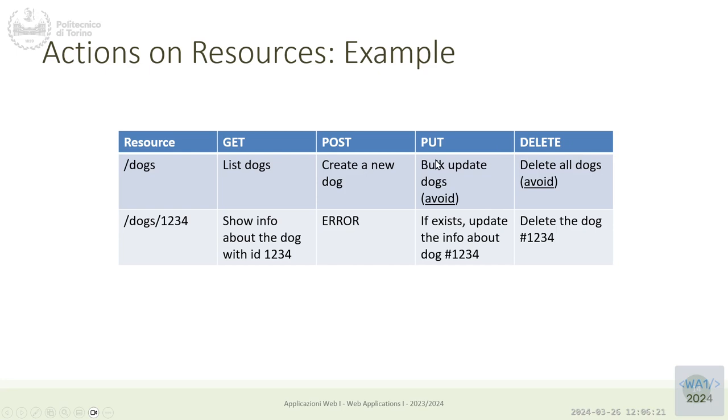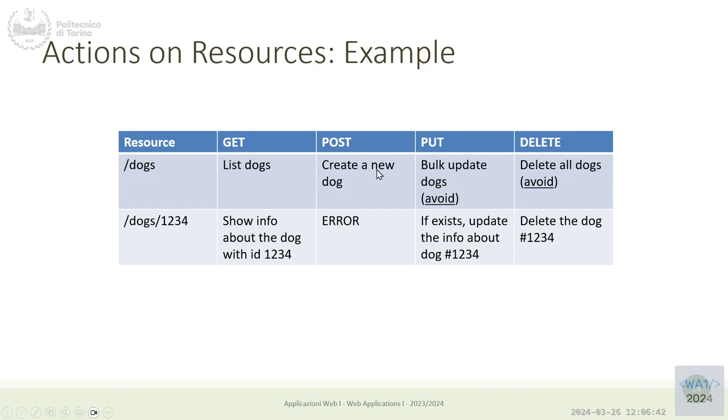We may have one database table for dogs, but maybe the information can also be structured or stored in a more complex way in the database. We don't need to have a one-to-one matching between the high-level resources that we are publishing in the API and the database tables. Oops, sorry.